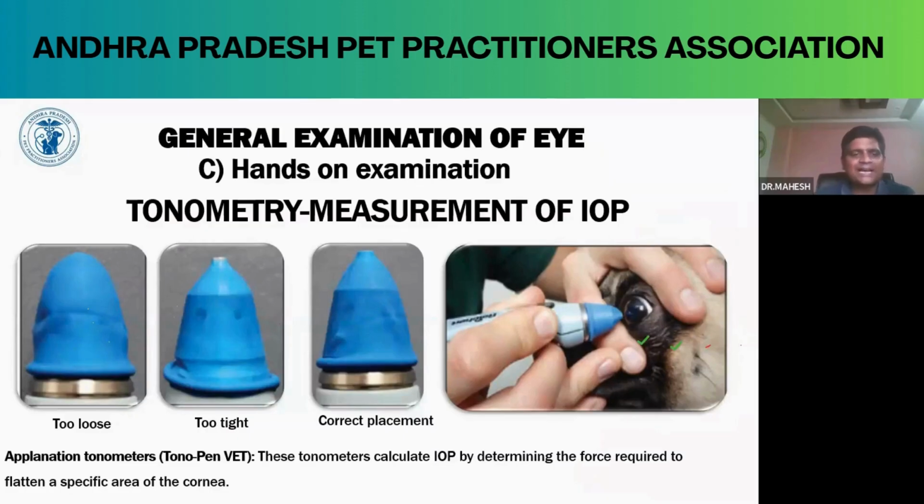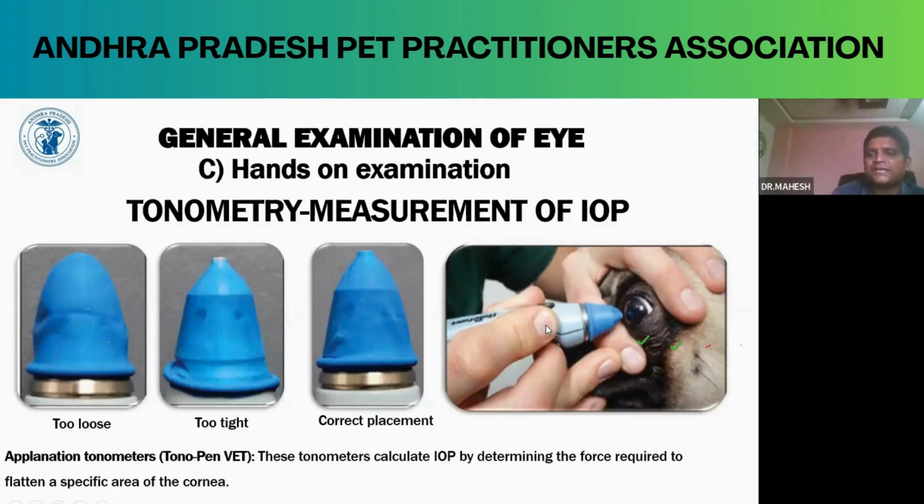So the next one is applanation tonometry, which is an advancement in IOP measurement. That is the Tono-Pen Vet. So these are the covers, the blue cover, and this is how we have to place it. It should not be placed like this, it is too loose, and it should not be too tight like this. What is the correct placement? This is the correct placement. It should snugly fit the tip of the pen.